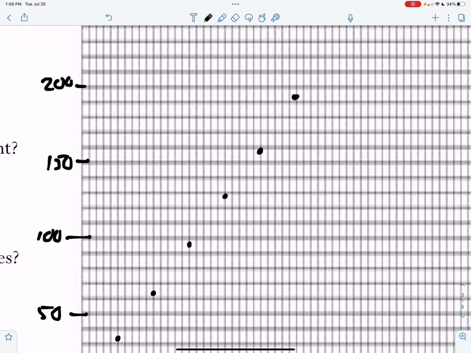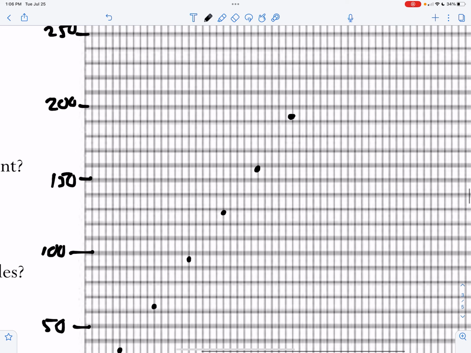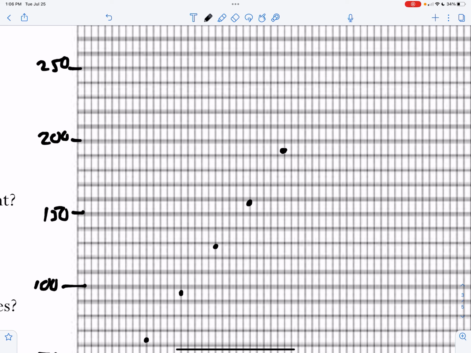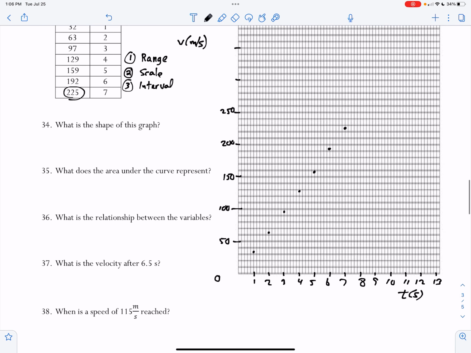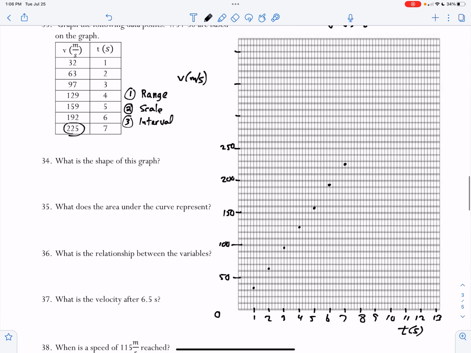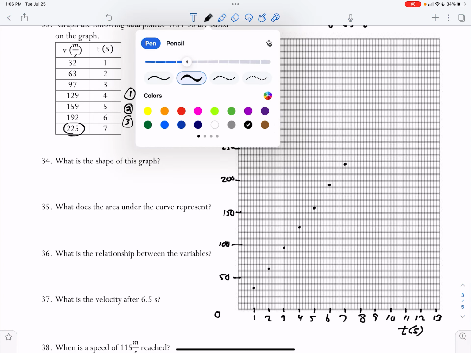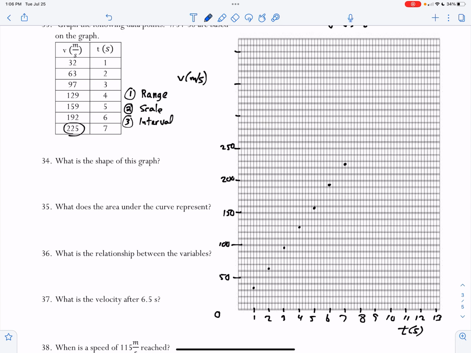Then finally, you're going to go over 5 more, which is 7 seconds, and up to 225. So there's 210, 220, 225, which puts it right halfway between 220 and 250. Okay, and we have a nice linear progression of data. Go ahead and draw a best fit line through that. Make sure it is a straight line like I'm doing.